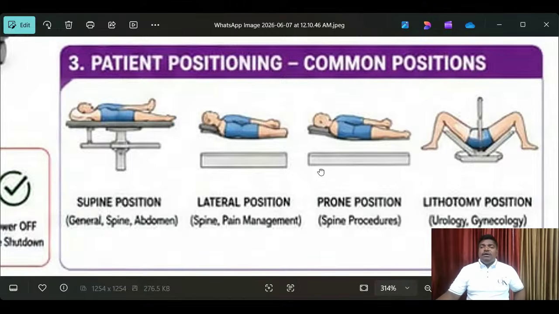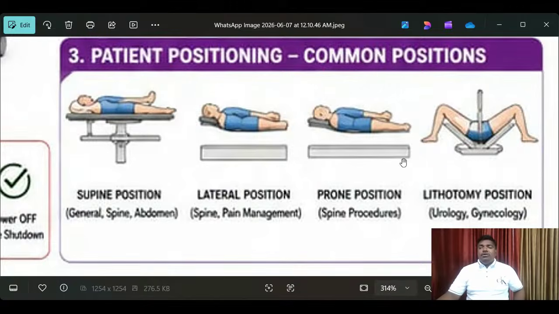Right, come here, see here. I want to show here the patient positions, the common positions, how they look. Actually, these are things not available in a practical way, which are not available in our real life. That is only what I'm going to show you.